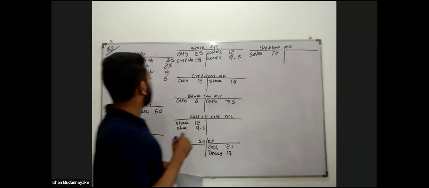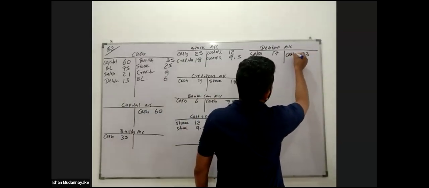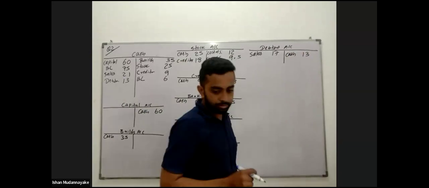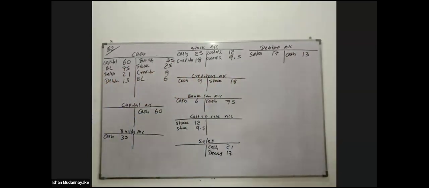Last transaction, how to record? Cash received from debtors 13,000. Received cash, then cash inflow. Cash book debit 13,000. Debtors account credit 13,000 cash. Right, we pass all the double entries of the business organization.